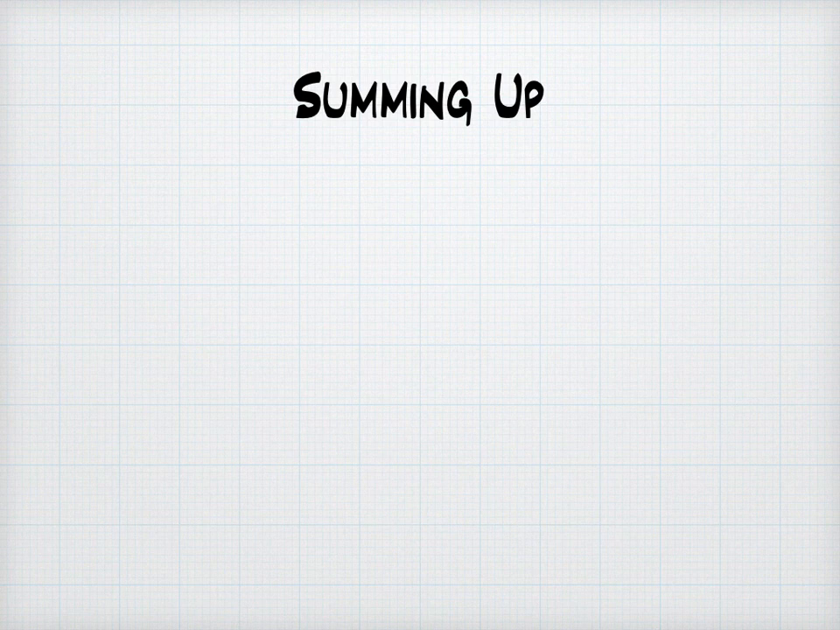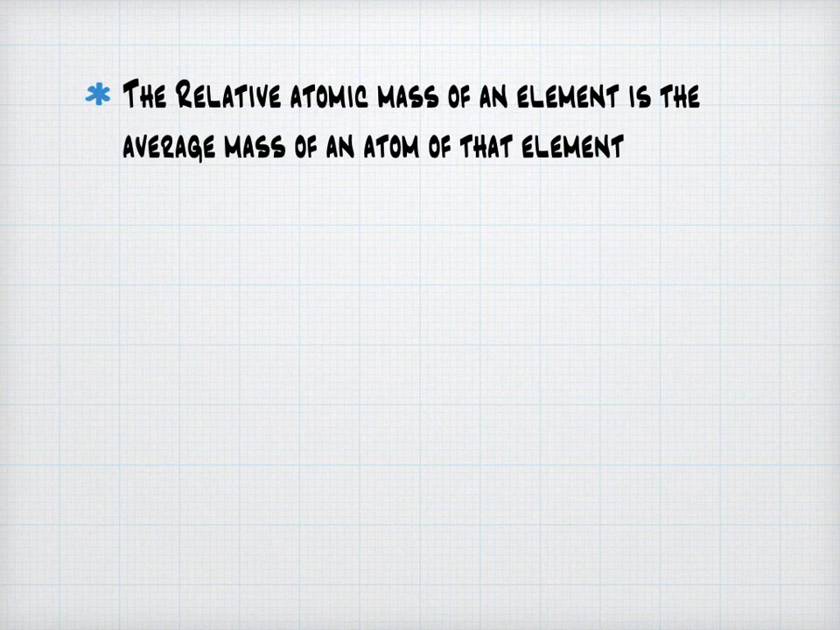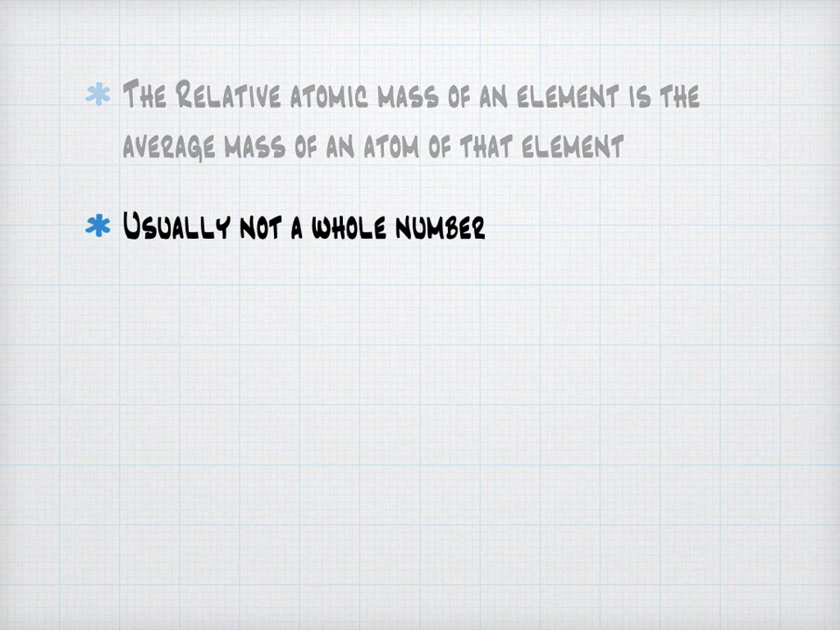Okay, to sum up then, that's what relative atomic mass is. It's the average mass of an atom of an element. And this is usually not a whole number. In fact, it's virtually never a whole number. Sometimes it gets pretty close, and sometimes we will round these to get whole numbers, but generally speaking, if we're being precise, relative atomic masses are not whole numbers.